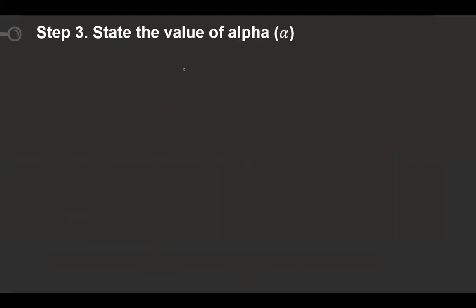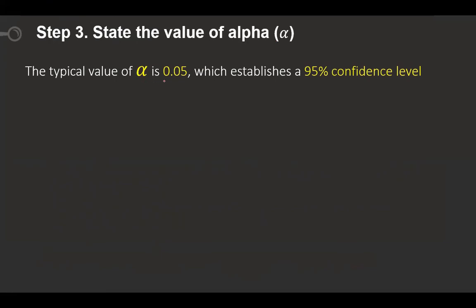Now, third point, state the value of alpha. Alpha is usually taken as 0.05, which establishes a 95% confidence level. So how are we getting the 95% confidence? Alpha is equal to 0.05, which means 5%. So I subtract the 5% from 100, and I get 95%. So I may make a 5% mistake, but I am 95% confident. Simply, you can remember it like this, not exact.